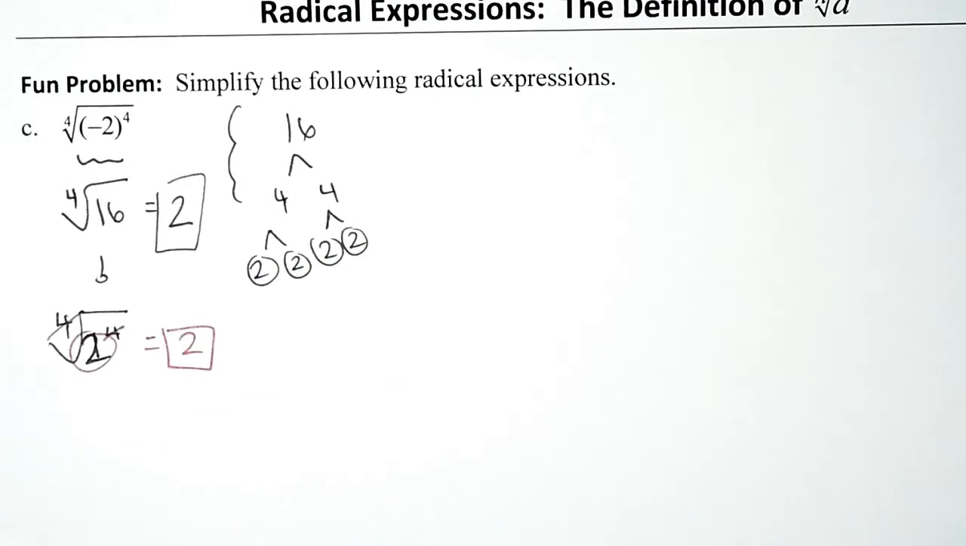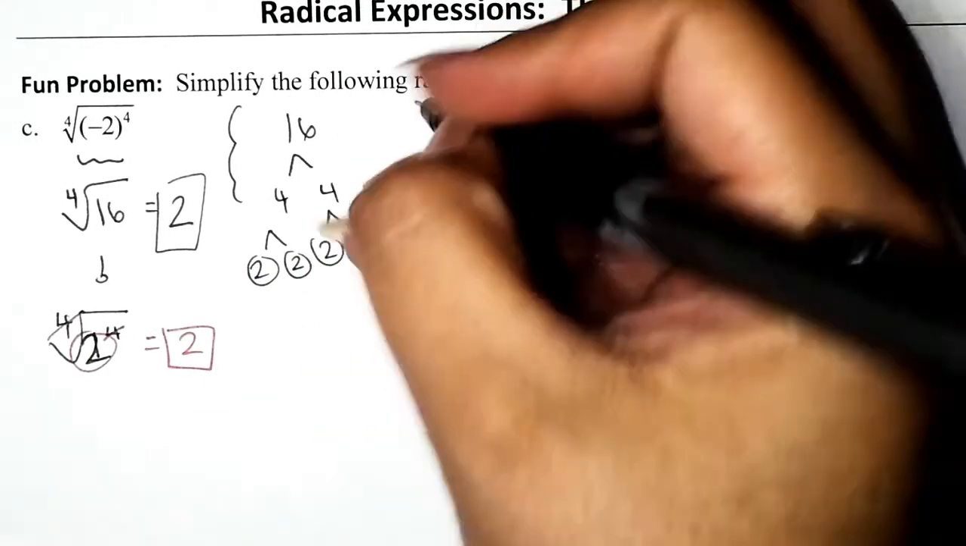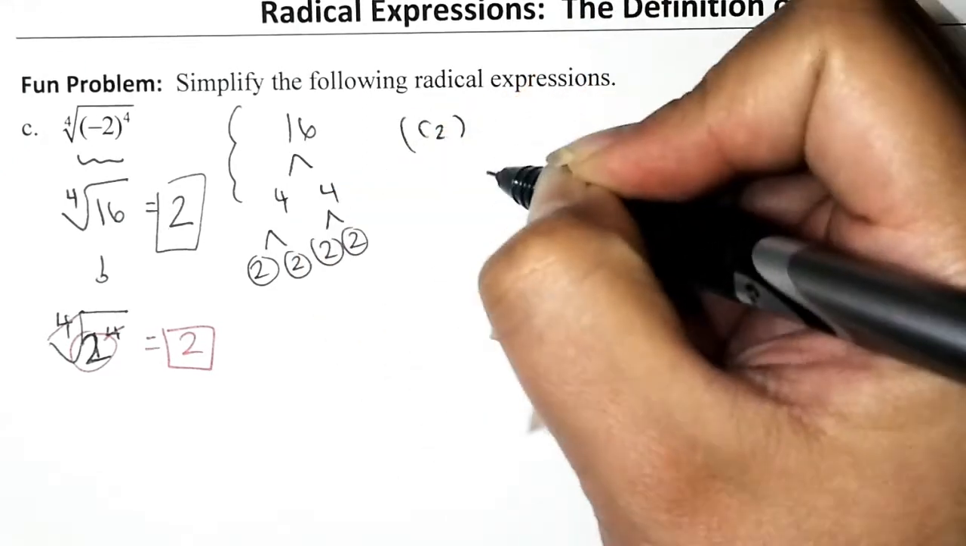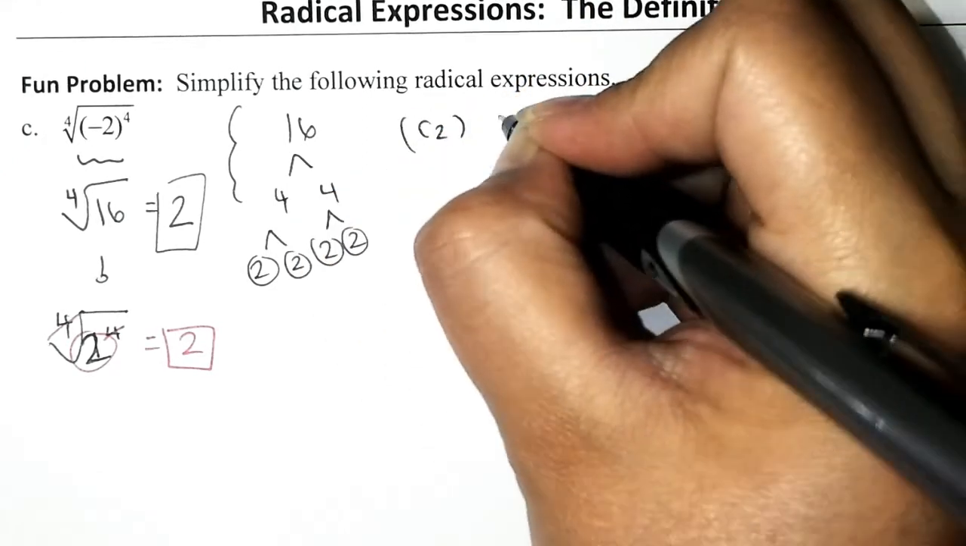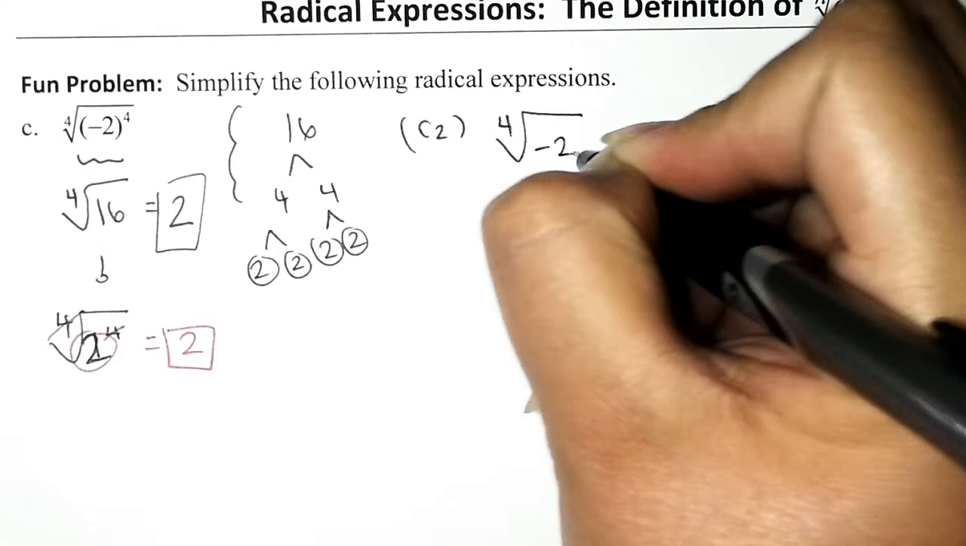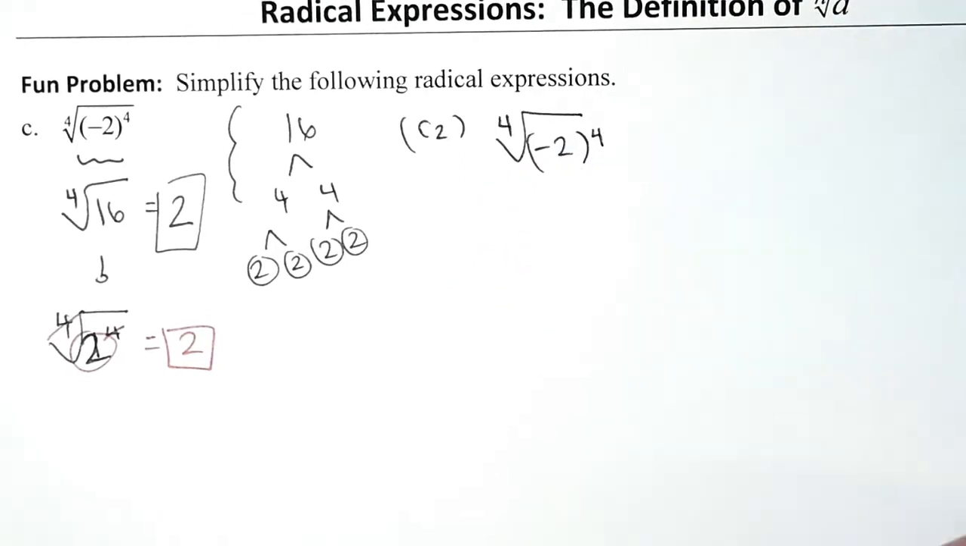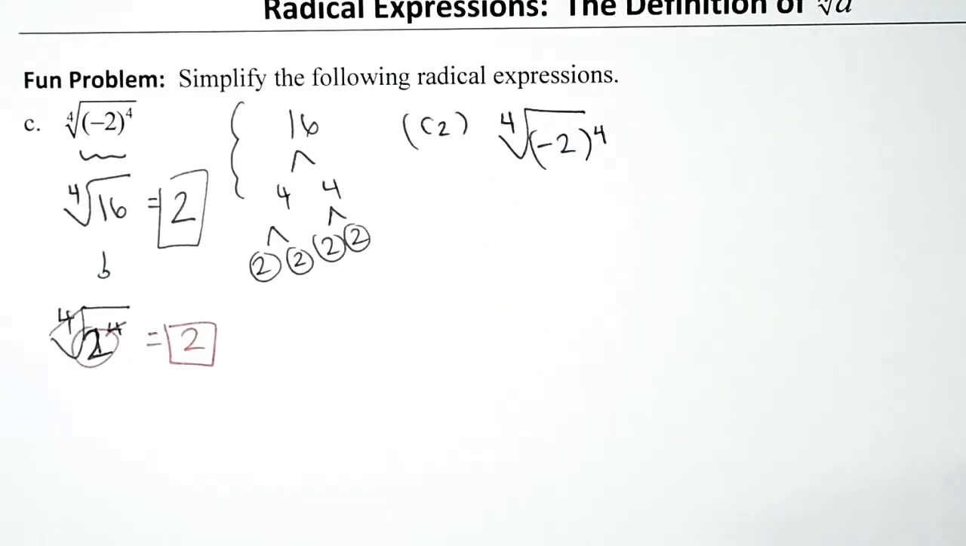So we're going to do this problem one more time. We're going to call this C2. So we have the 4th root of -2 to the 4th power. Cool. Now the question is, what if we didn't want to do all of this?